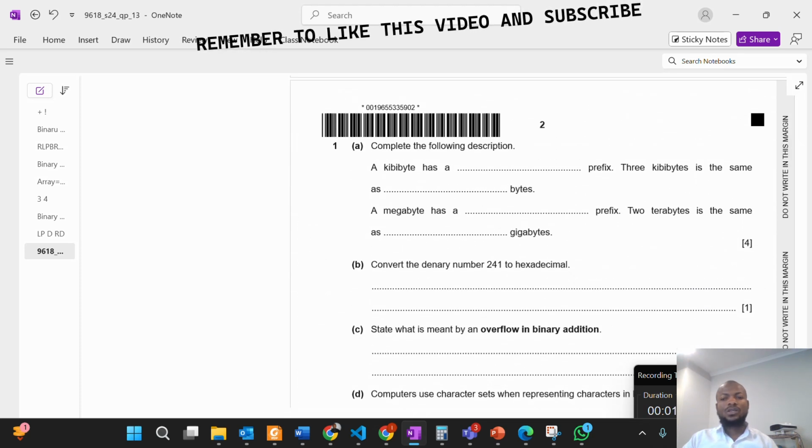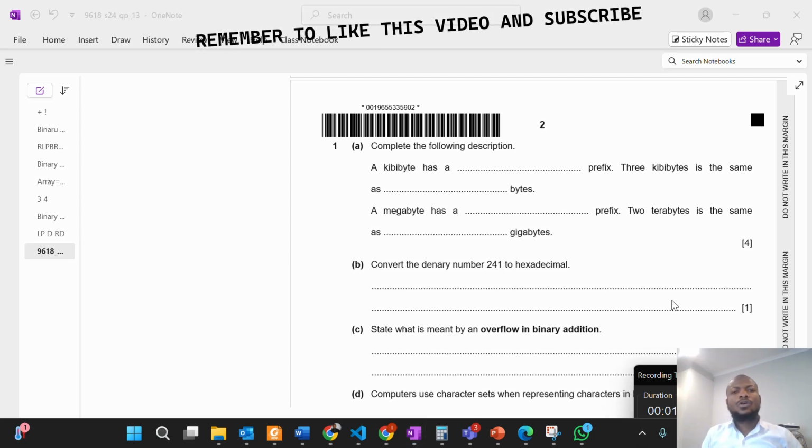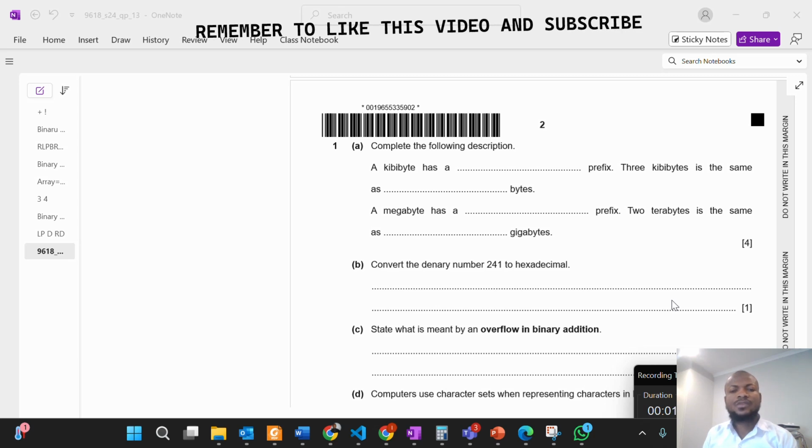Okay, question 1A. So the first question: complete the following description. A kibibyte has a dash prefix. 3 kibibytes is the same as dash bytes. A megabyte has a dash prefix. 2 terabytes is the same as dash gigabytes.